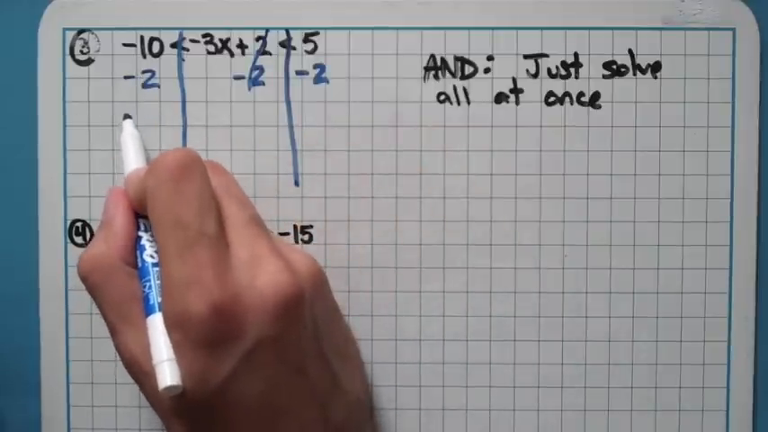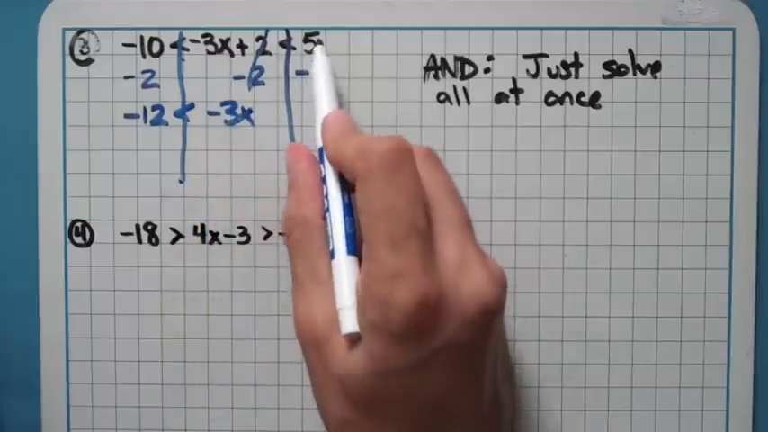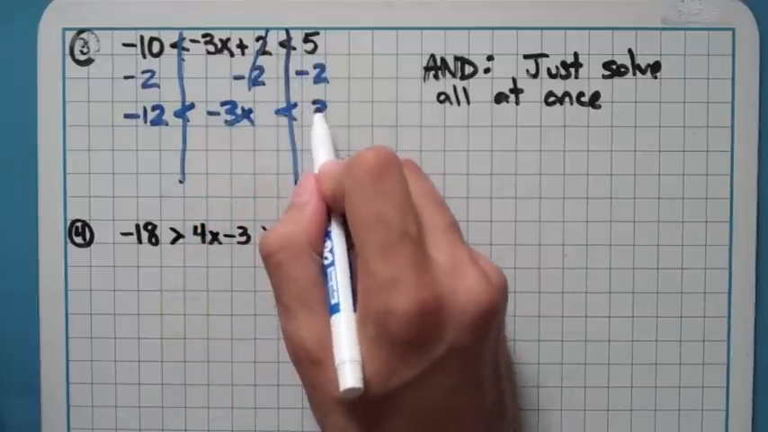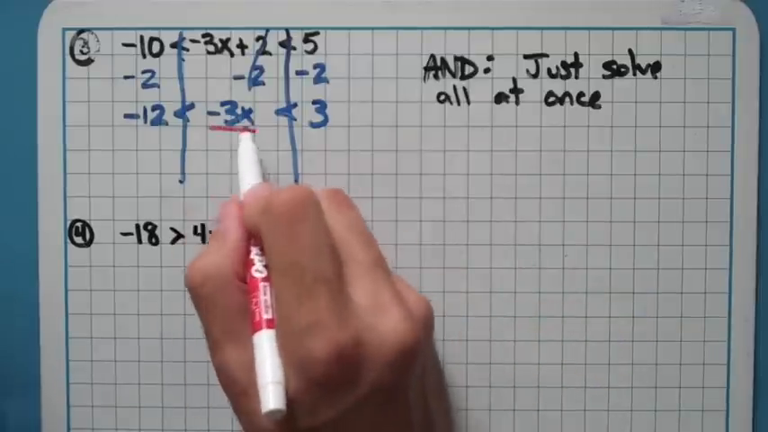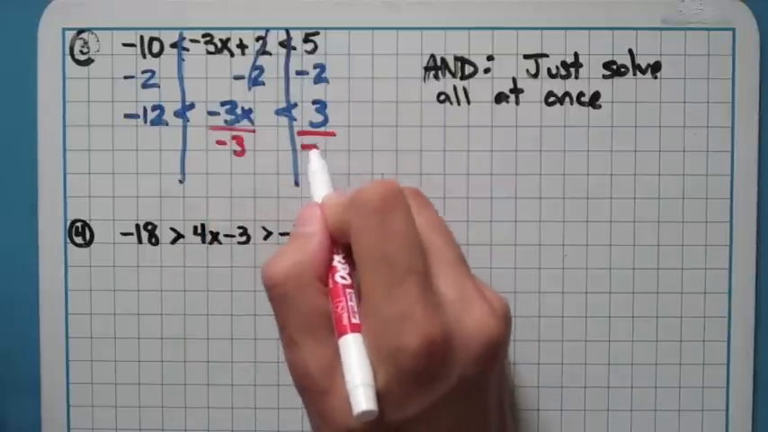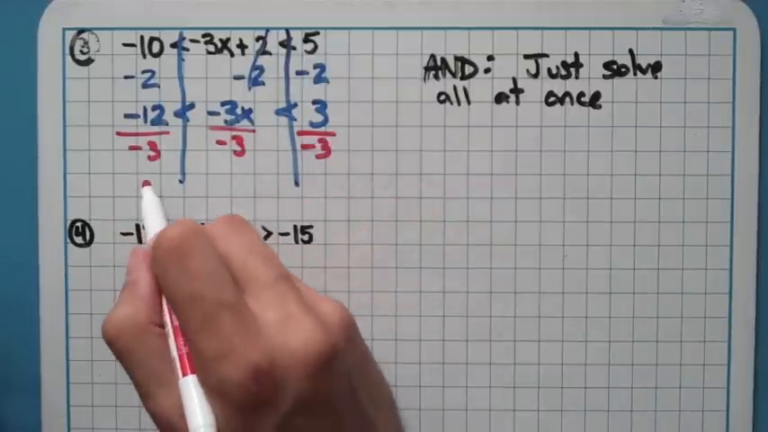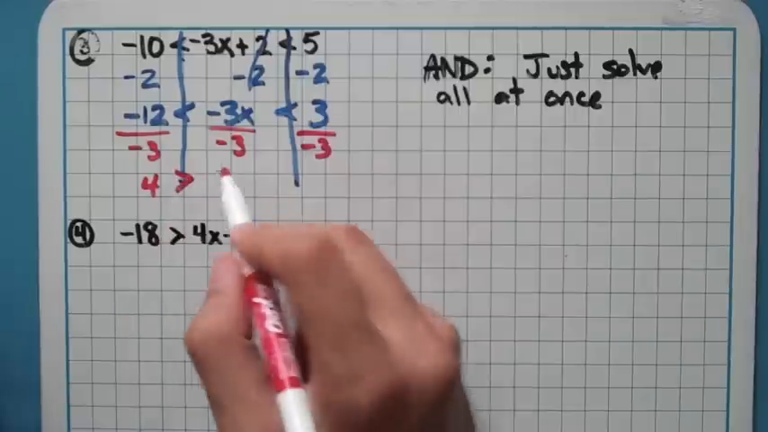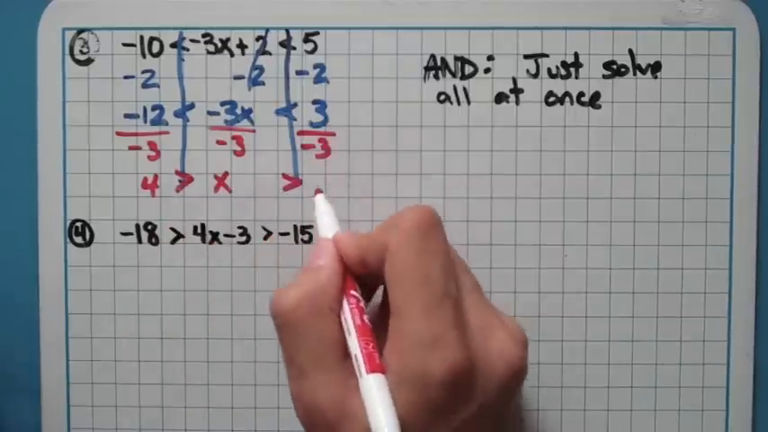Negative 10 minus 2 is negative 12. I have negative 3x. And 5 minus 2 is going to be 3. And once you get to this point right here, we've got to get x by itself, which means we divide all sides by negative 3. And we are dividing by a negative, so we got to flip our signs. I get 4 greater than x, and that'll be greater than negative 1.